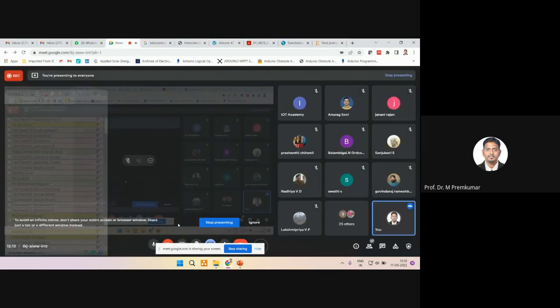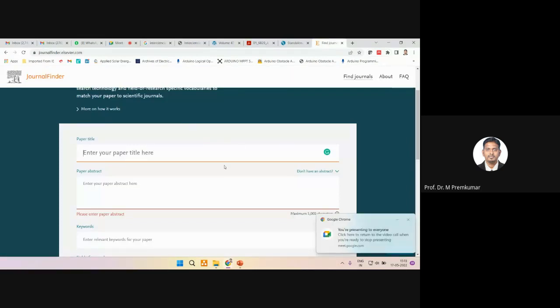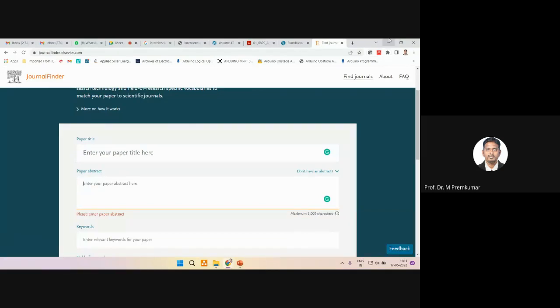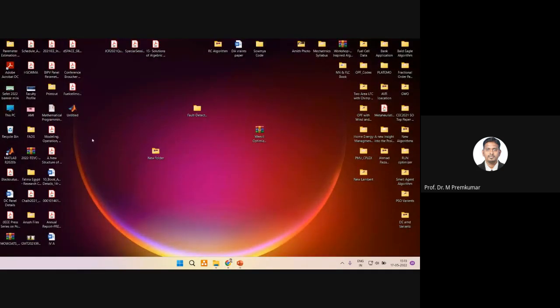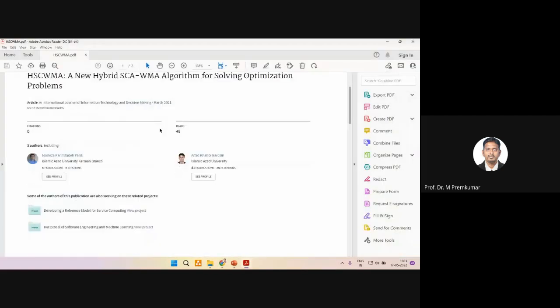So what you have to do is keep your paper title here and the paper abstract here, and it will suggest the proper journal. For one example, I'll just open one paper.